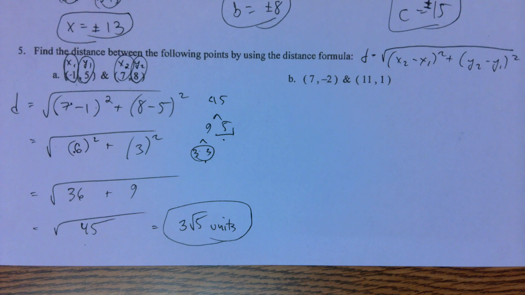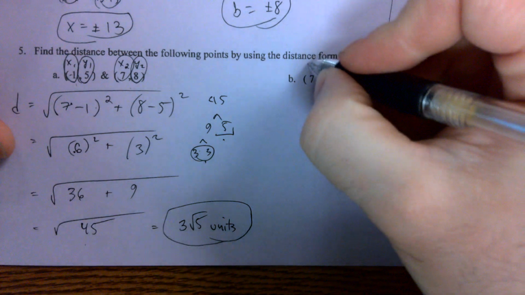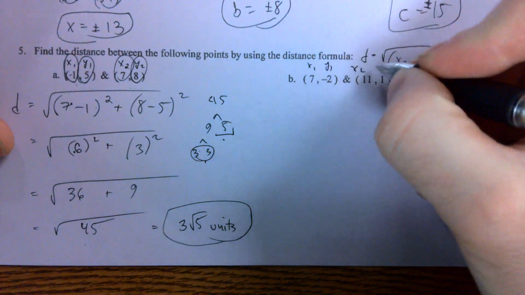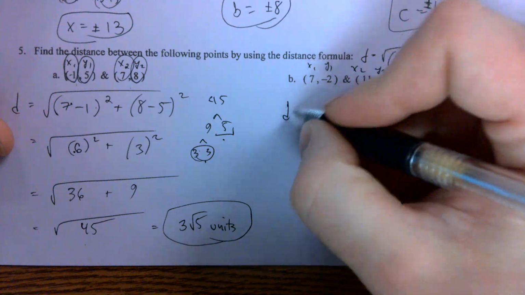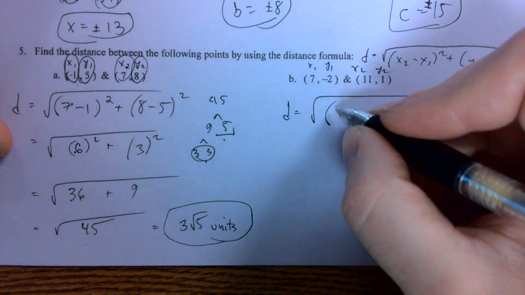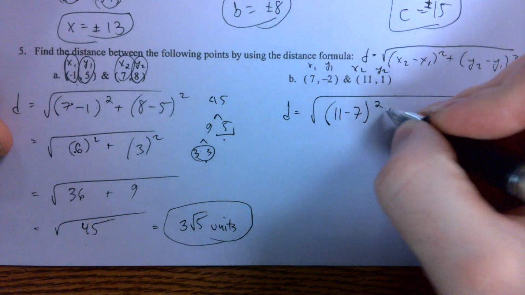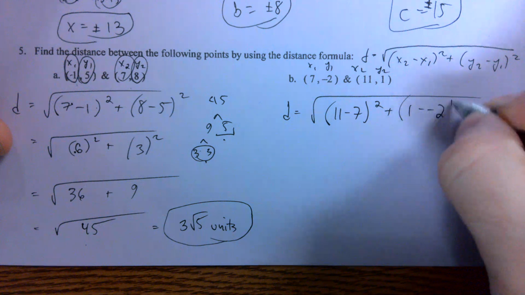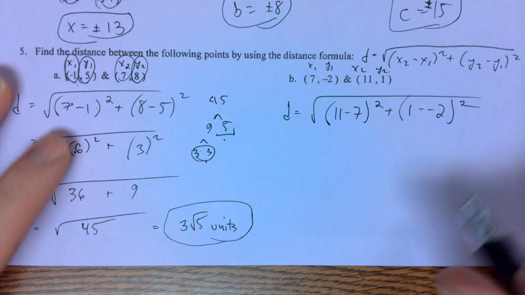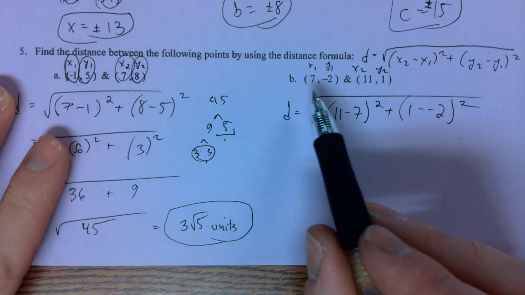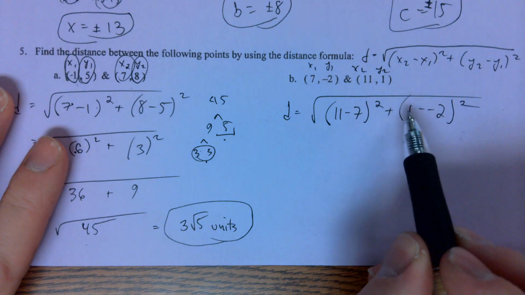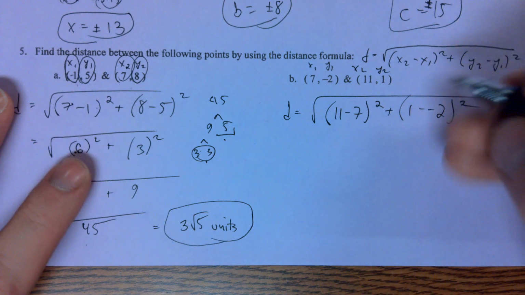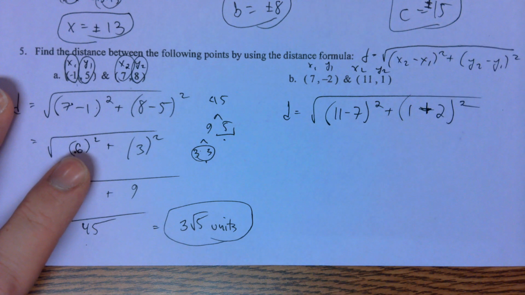For the second one, same idea. I'm going to label them the exact same. x1, y1, x2, y2. d is equal to the square root of (11 minus 7) squared plus (1 minus negative 2) squared. Now we've got to be really careful when we're plugging in a negative number here, because if I have 2 negative signs right next to each other, well, those are going to make a big old plus sign.